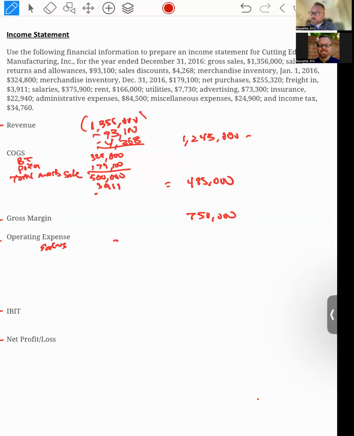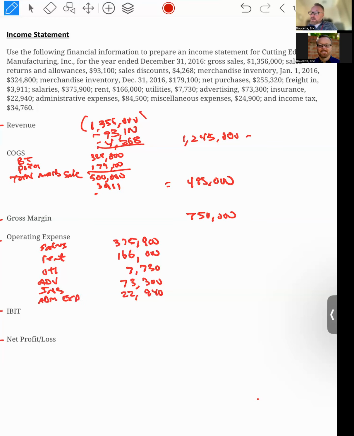And they came out to 375,900. And we had rent of 166,000. Then we had utilities of $7,730. Then we had advertising of 73,300. Then we had insurance of 22,940. And then we had administrative expenses.